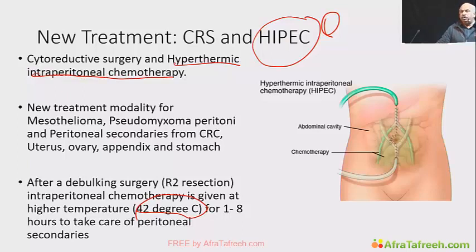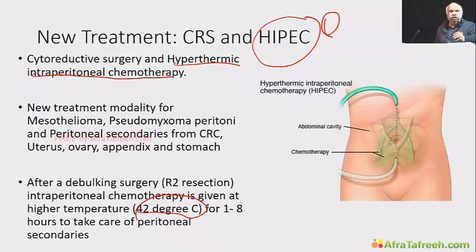So if a question comes, HIPEC is done for what? It's only for peritoneum: mesothelioma, pseudomyxoma peritonei, and peritoneal secondaries from GIT cancers. Appendix, stomach, colon, and uterus, and not for liver, not for pancreas, not for high-grade cancer. They don't respond. But for colon, this is very good.